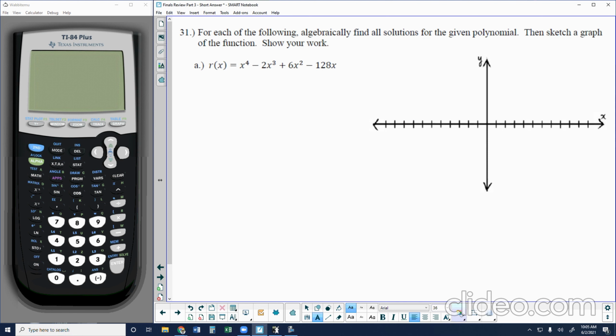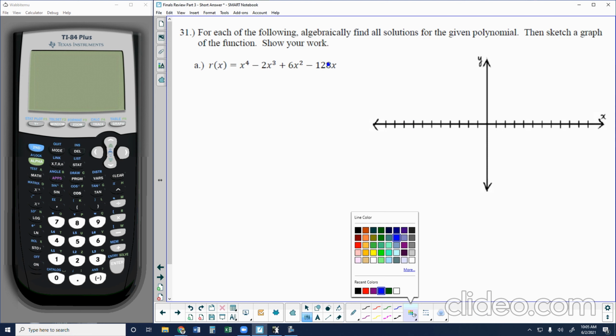There is a typo on this problem. So let me adjust this. We could potentially do this problem, but I wouldn't expect you guys to be able to or have to do so on a quiz or on your final exam. Let's change this to something a little more student friendly. So let's change this 128x into a negative 12x there. So just a small adjustment to make this a more doable problem.